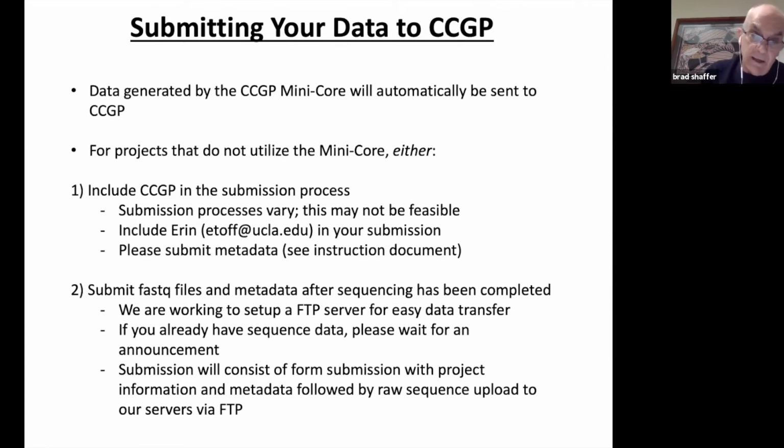If you can't do that, or you don't want to for some reason, then what you can do is submit the FASTQ files and the metadata after the sequencing has been completed. So you do the sequencing, you download it, and then you upload it to an FTP server. It might not be fast, but it should be easy to upload the data to us. We're working on setting up that FTP site right now. Please just let us know if that's the situation, okay? And we'll make that happen.